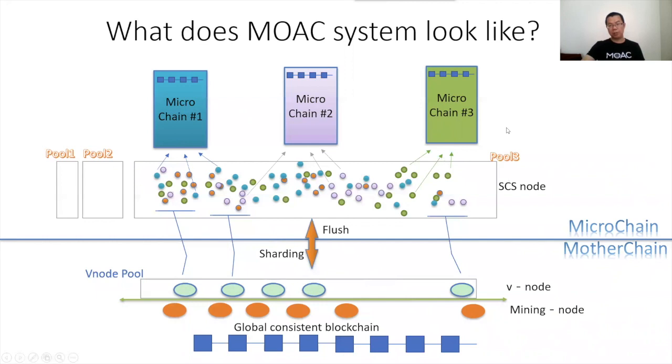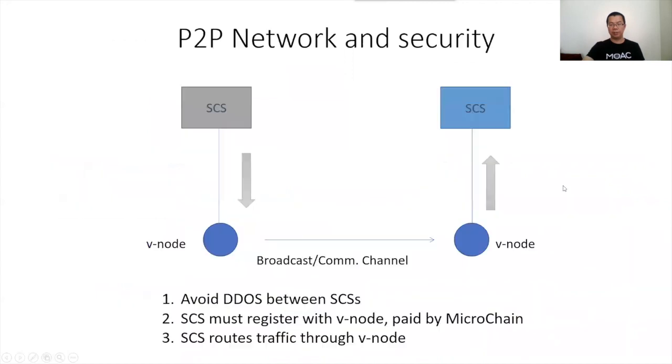Between the upper layer and the bottom layer, when we create a microchain, it will be initiated from the bottom, and it will create a microchain and select all the nodes, and periodically the microchain will flush its state into the bottom layer. So the microchains on top achieve finality by flushing their state into the bottom layer. I hope that gives you a rough picture of what our MOAC system looks like. Okay, so I talked about how a microchain is different from a sidechain.